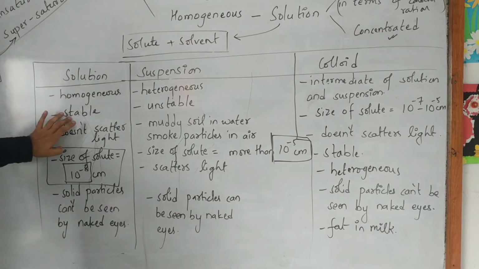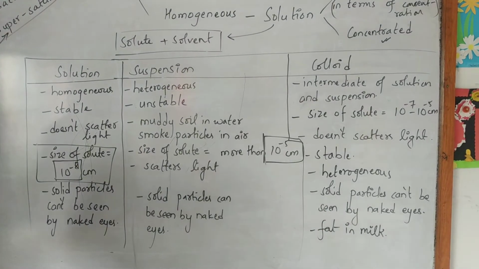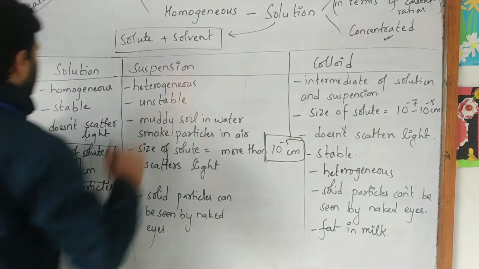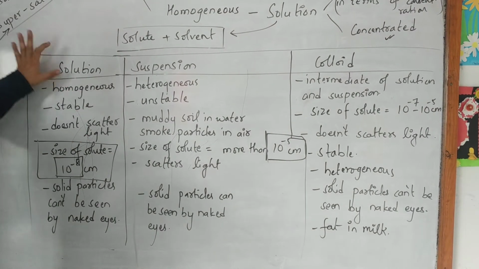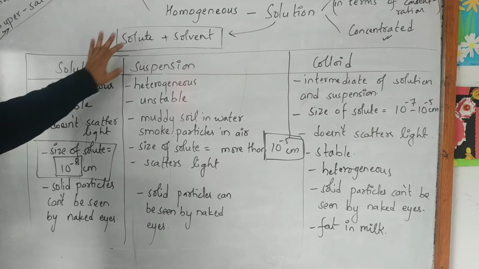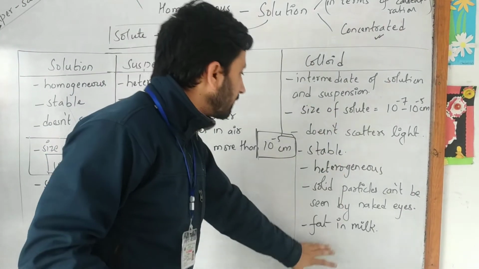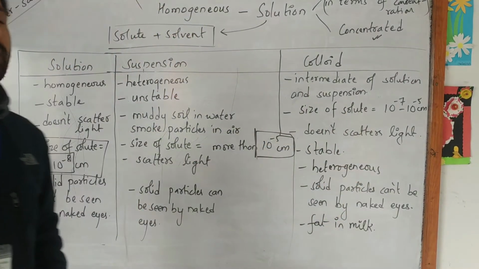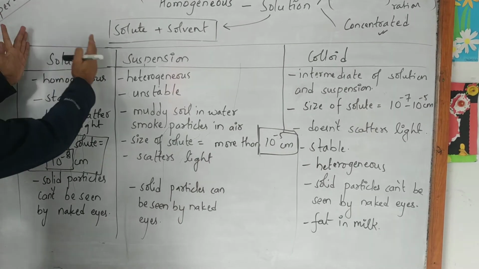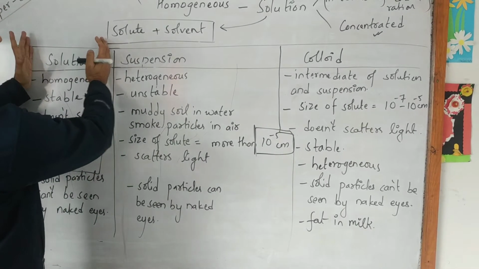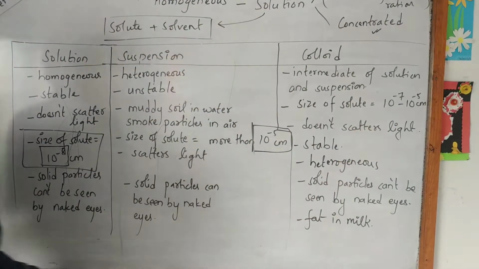Solutions are stable, suspensions are unstable, and colloids are stable. Now, when we pass a beam of light through a solution, it doesn't scatter the light rays. Suspension scatters the beam of light, whereas the colloid, it also scatters the beam of light.